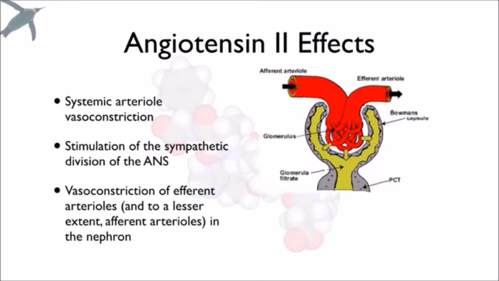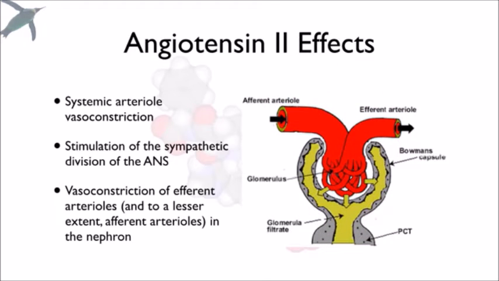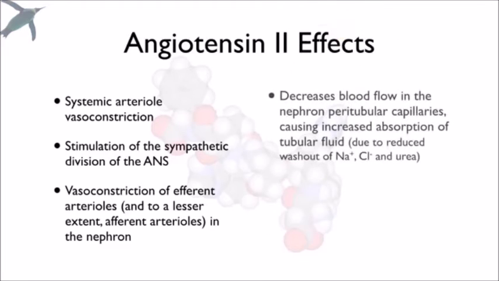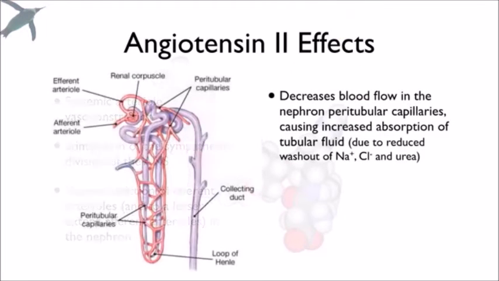You're going to get vasoconstriction here of the efferent and, to a lesser extent, afferent arterioles in the nephron. That's going to keep the pressure in the glomerulus high. We're going to get decreased blood flow to the nephron peritubular capillary. Some of you may know those as the vasa recta.